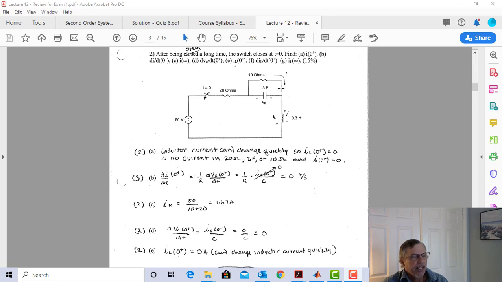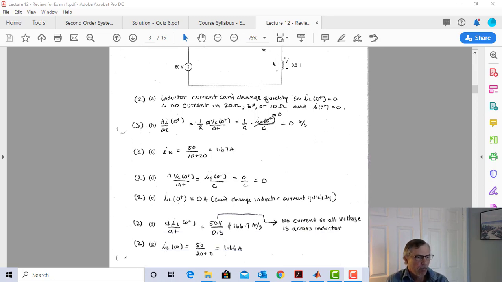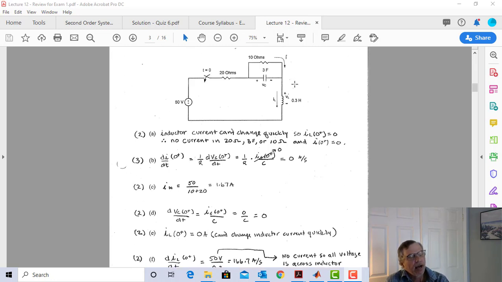Why? Because, yeah, we've got this little diversion of the current, but they come back together. So this current will always equal this current. And so we have no current in the inductor. That means we have no current in this resistor. So I sub L is equal to 0, and I sub L at 0 plus is also going to be 0.